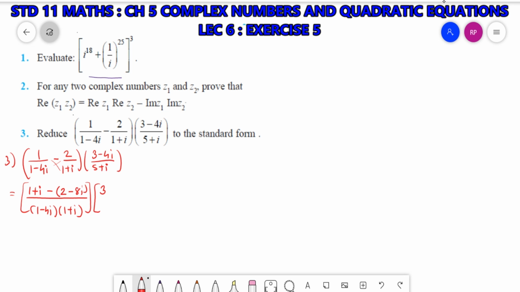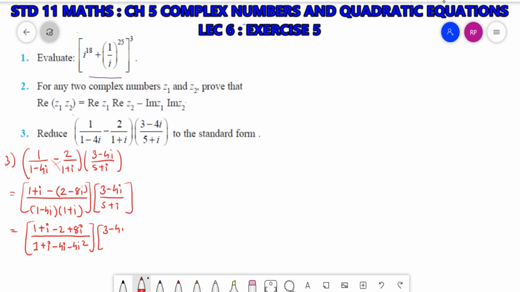Into (3 minus 4i) upon (5 plus i). This will be equal to 1 plus i minus 2 minus minus plus 8i upon (1 minus 4i) into (1 plus i). That means 1 into 1, 1 plus i, minus 4i into 1, minus 4i, minus 4i into i, minus 4i square.